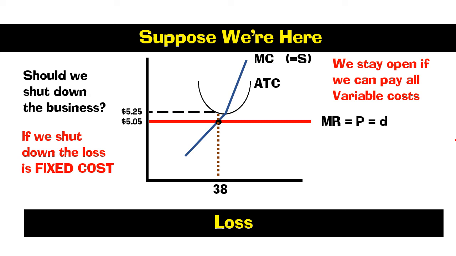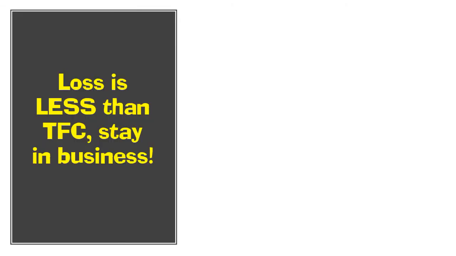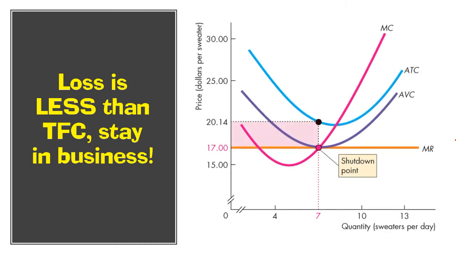So what I'm going to do is look at my costs. As long as I can pay my variable costs, I'm going to stay in business. Okay? If loss is less than my total fixed cost, I stay in business. So here's my average variable cost. As long as my average total cost is up here, I'm losing money. As long as my average variable cost is not all above marginal revenue. And here what happens in this graph is that at this point, the average variable cost is equal to the marginal revenue.